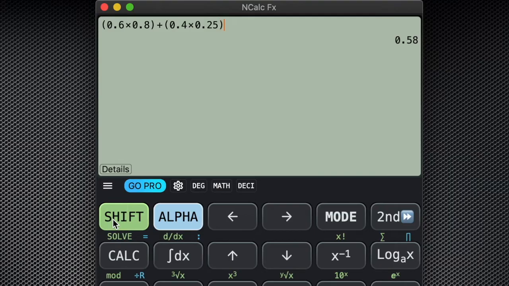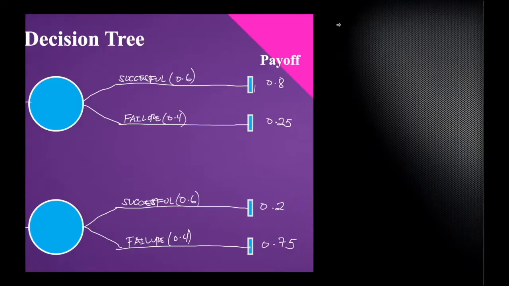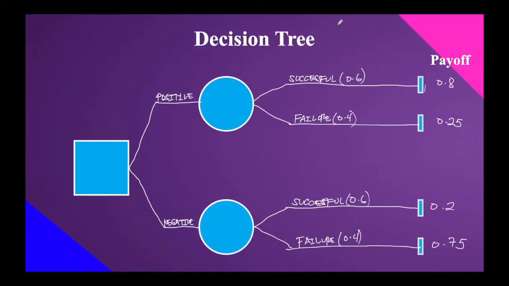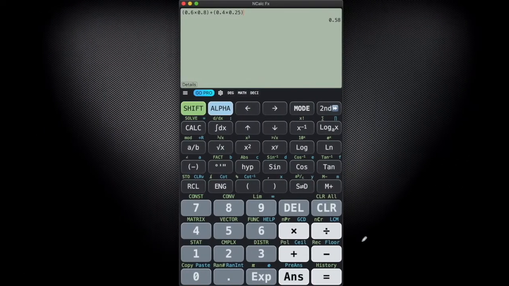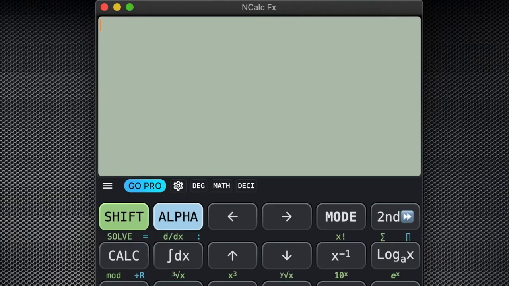So some product, guys, don't forget it. Answer is 0.58. So let's write here on our positive event node 0.58. So let's write it here 0.58. Next, for the negative one, let's go to our calculator and write it there, 0.6 times 0.2 plus 0.4 times 0.75. So, clear natin ito.